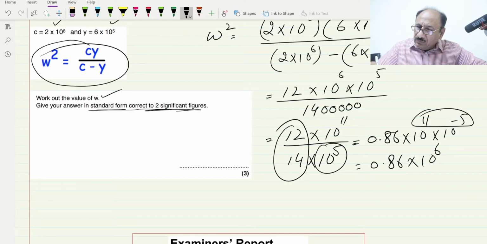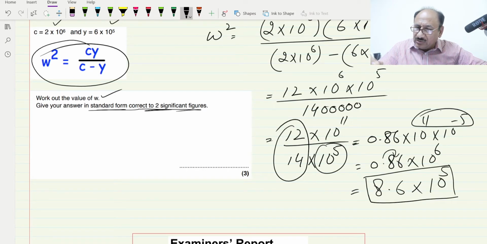Now this decimal we have to move to the right, so we will remove the leading 0, so 8.6 into 10 raised to the power, 1 will be consumed when we are shifting this decimal over here. So 10 raised to 5, this will be our final answer. We can check this with the help of calculator.